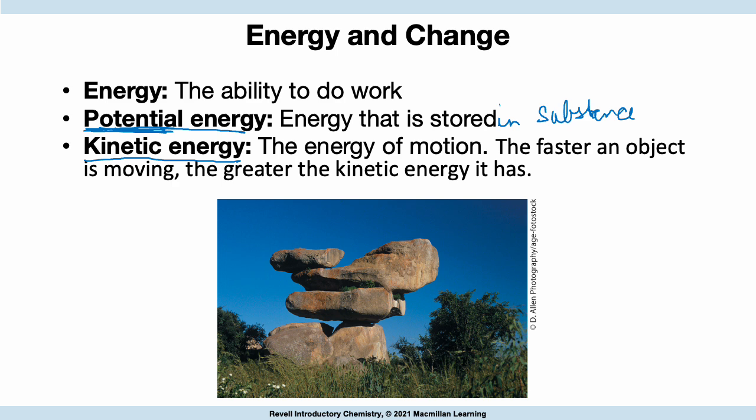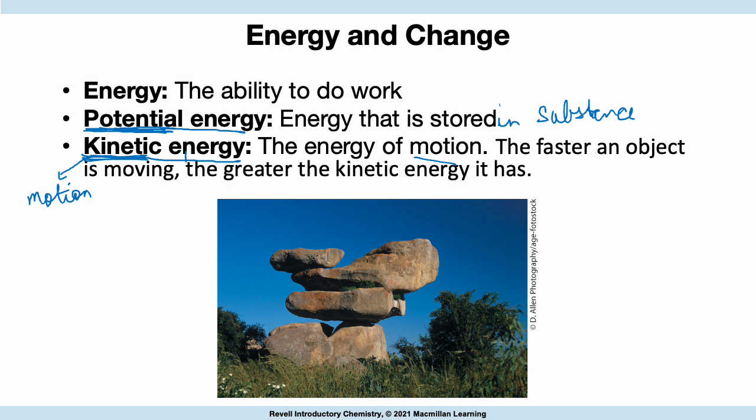Then you have another term, which is called kinetic energy. Kinetic energy comes from the word kinetics. Kinetics basically means motion, speed. So kinetic stands for motion. Kinetic energy is the energy of motion. When anything is not static, it's moving, that is called kinetic energy. The faster the object moves, the more kinetic energy it has. The slower it moves, the lesser kinetic energy it has. That is the difference between these two forms.